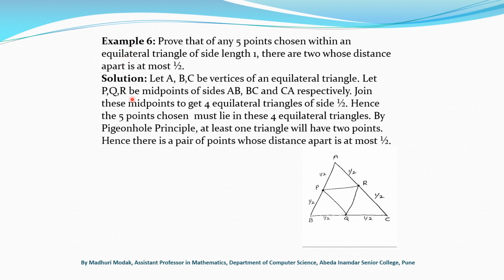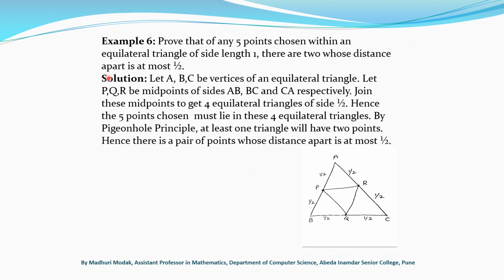Now, the next example is a geometric type example. Prove that of any 5 points chosen within an equilateral triangle of side length 1, there are 2 whose distance apart is at most 1/2. Here we have to do some construction, then only can we apply the pigeonhole principle. First see what an equilateral triangle is. An equilateral triangle is a triangle having all three sides of equal length. Here we are given that the triangle has side length 1, that is 1 unit. From that triangle we select randomly 5 points. Now we have to show that there are 2 whose distance apart is at most 1/2.